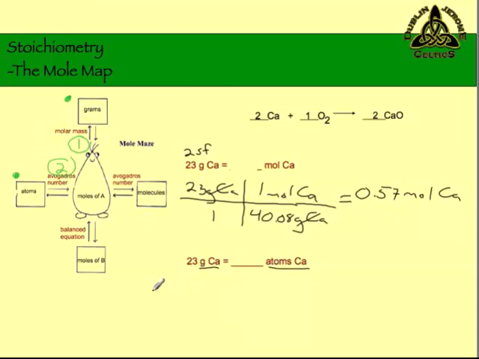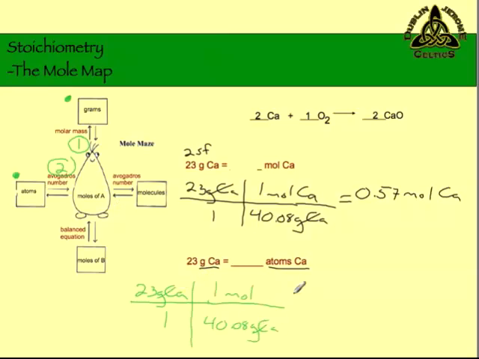So step 1, let's say I had 23 grams of calcium. I need to convert it to moles, because that's my central location. Kind of everything in chemistry gets converted to moles at some point. 23 grams of calcium, same first step I did before. 40.08 grams of calcium is 1 mole off the periodic table. Grams of calcium cancel out.